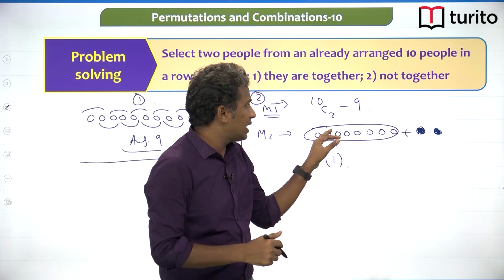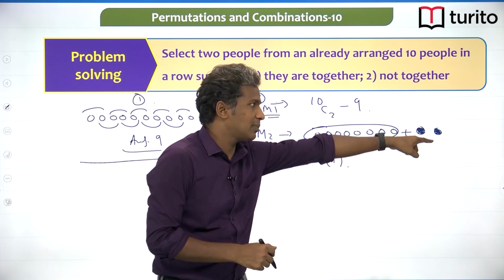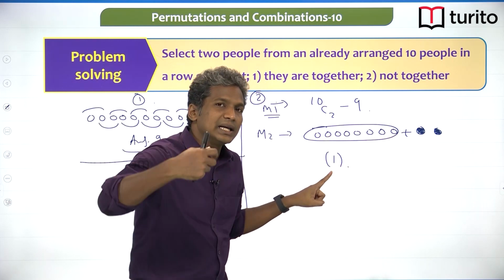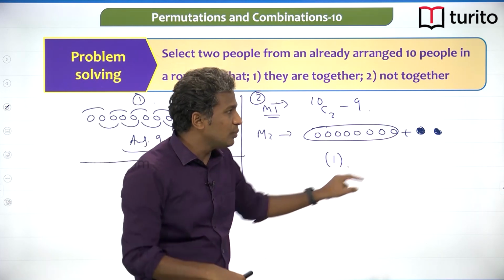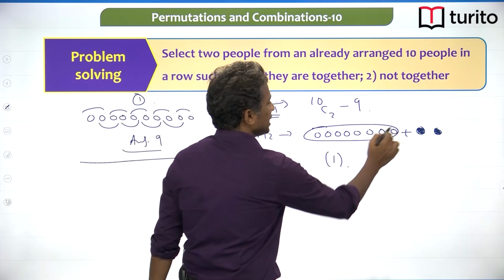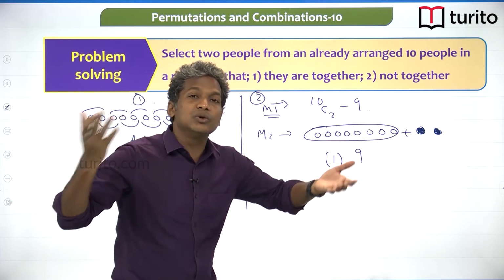So here there are 10 identical balls: 2 identical balls are black, 8 are white. I arrange these in one way, and then I will select any 2 gaps to make sure that these two are not together. In how many ways can I do that? How many gaps are there? 9 gaps are there, including the ends.